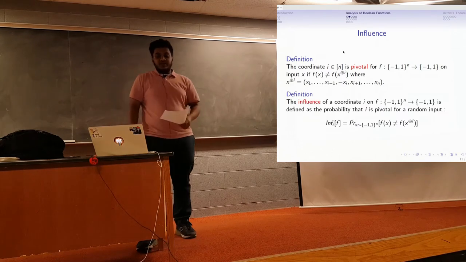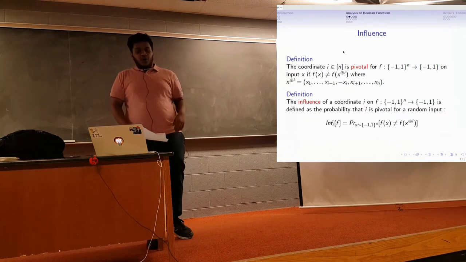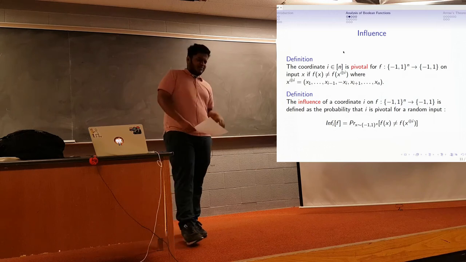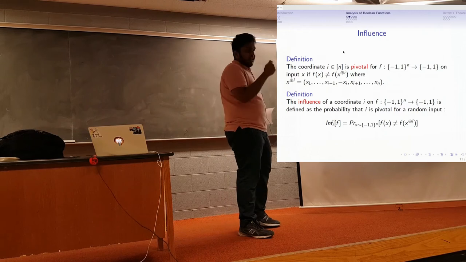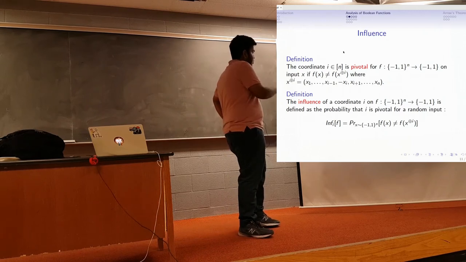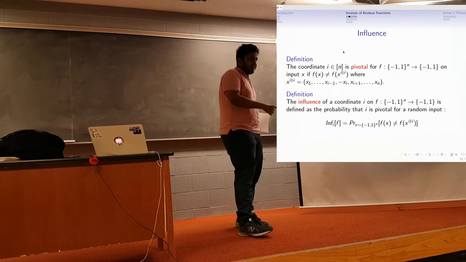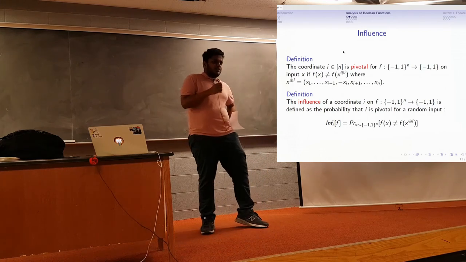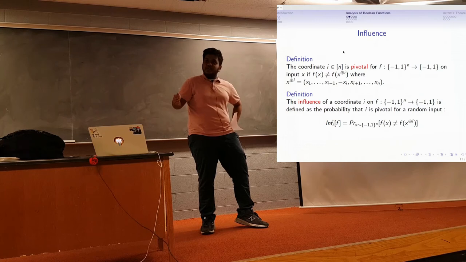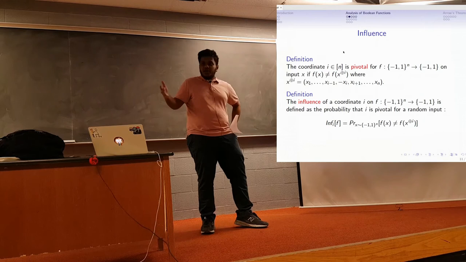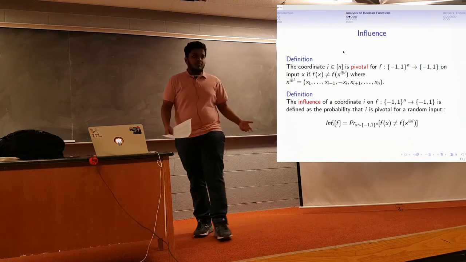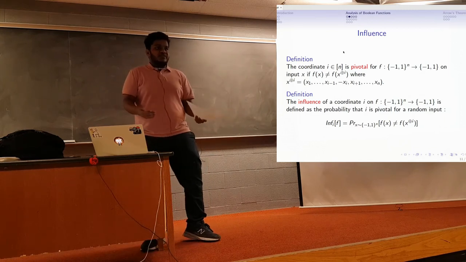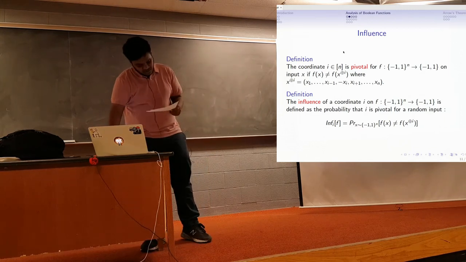Now we're ready to define what influence is. The influence of a coordinate i on a function f is basically the probability that, given a random x, the ith coordinate is pivotal for that x. So here we're checking for all x if the ith coordinate is pivotal, counting all those x, and dividing by 2 to the power n, because that is the number of x's we have, to obtain the probability. So is everything clear till now, or any clarifications? No, it's good.